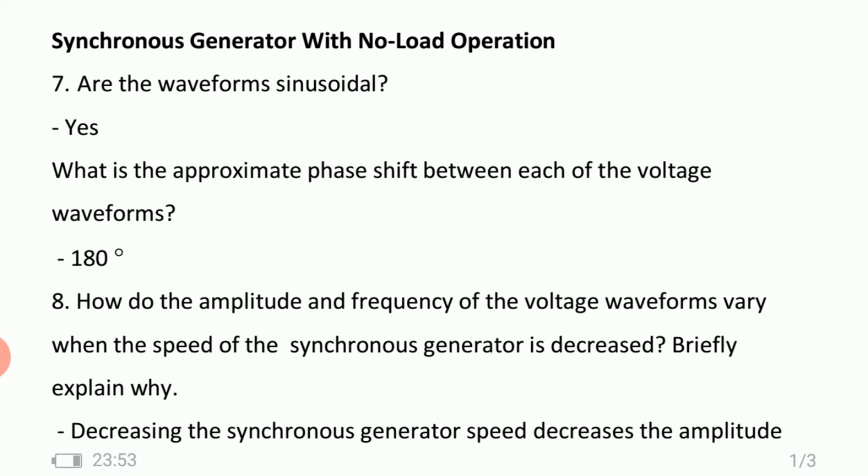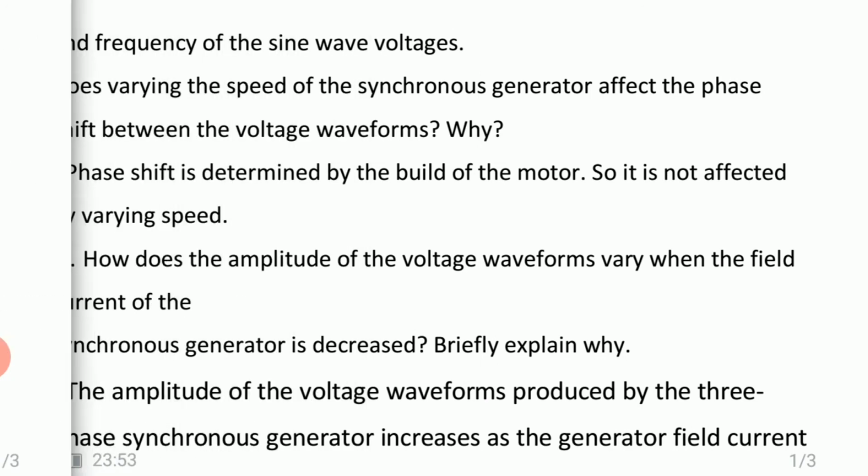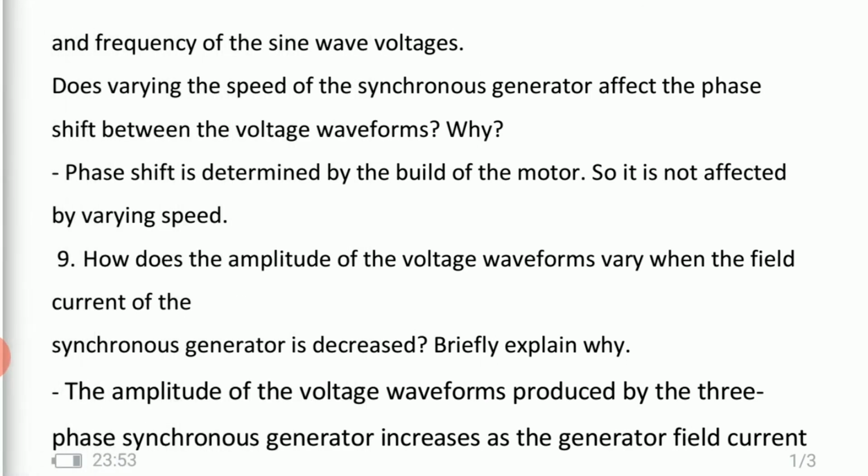How does the amplitude of the voltage waveform vary when the field current of the synchronous generator is decreased? Briefly explain why. The answer is, the amplitude of the voltage waveform produced by the three-phase synchronous generator increases as the generator field current IF decreases and vice versa, since the resistor and the supply voltage remain constant. So the voltage must be increased to compensate for the decrease in current. Therefore, the amplitude of the voltage waveform increases.